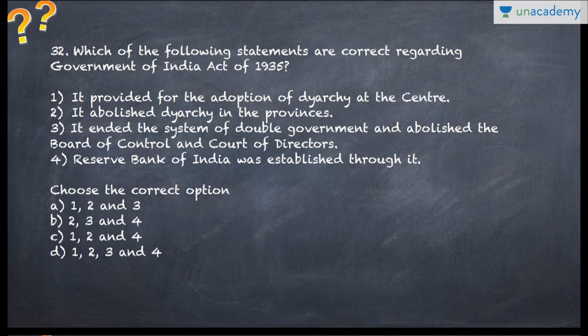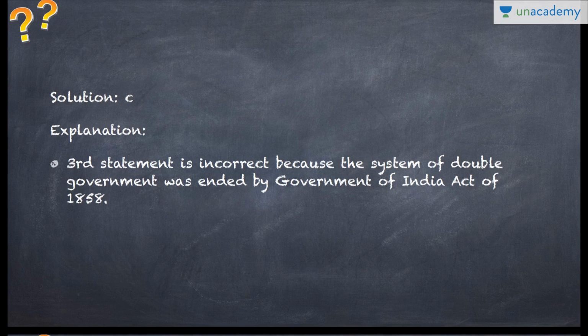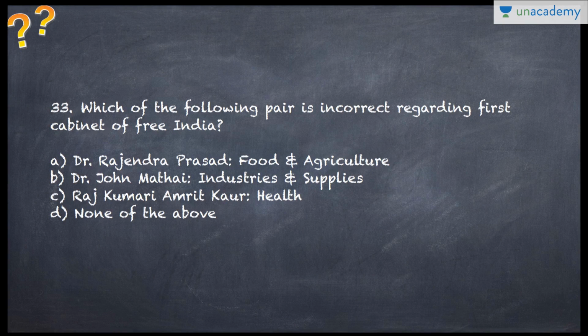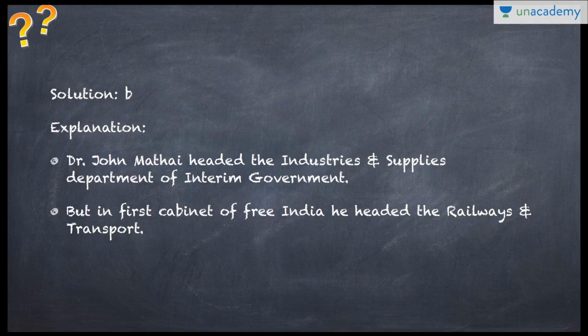And also with respect to 32, this is coming from the Queen's Declaration of 1858. So this is wrong. So 1, 2, 4 is there. So the answer should be C. And now you have, which of these is right. So John Matthai was in the interim government, so B is wrong. B is the right answer.